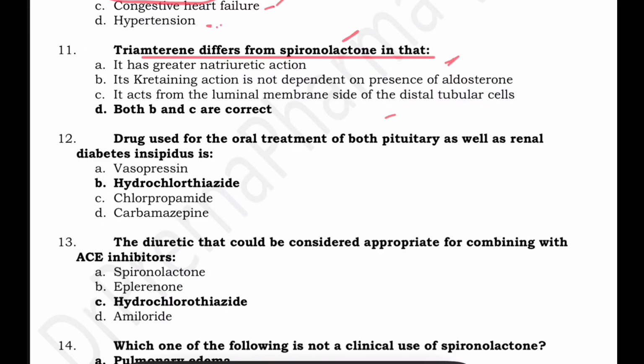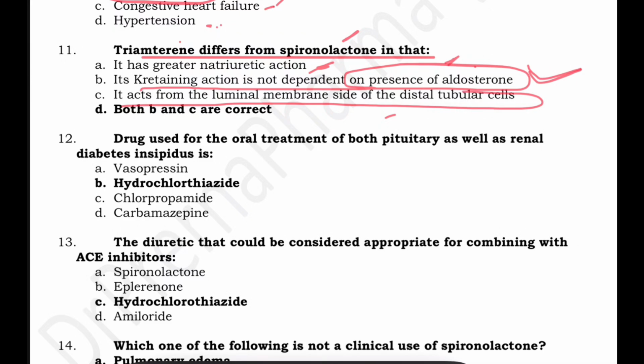Let's see, triamterene has greater natriuretic action, and its action is not dependent on the presence of aldosterone. Triamterene acts without the presence or absence of aldosterone mattering. It acts from the luminal membrane side. So both answers B and C are correct.